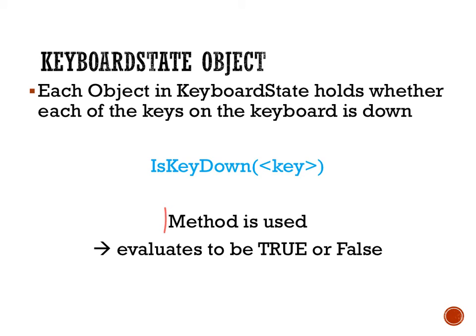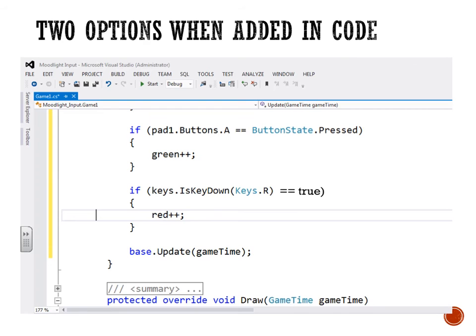This is actually a method that will check if a particular key is pressed or is not. So essentially what happens is saying IsKeyDown will go in, it will look and see is the key down, and it will return the value true or false. So this doesn't have a state called key pressed and key released, but instead has a method that will check is the key down and then returns the value true or false. So there are two options that you can use when you add this into code.